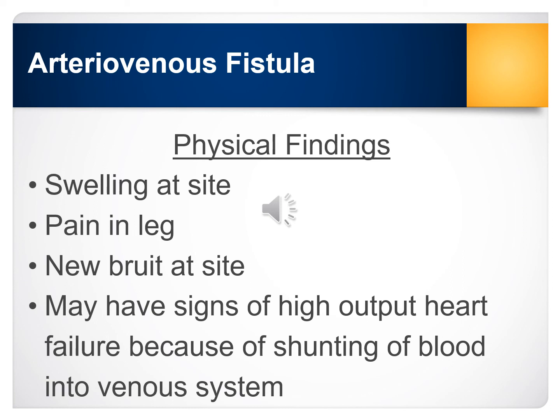About 3% of the population can develop an arteriovenous fistula or an AV fistula. This is an abnormal connection that forms between the artery and the vein at the femoral site. Patients will typically have swelling at the site, pain in their leg, there will be a new bruit, and they may have signs and symptoms of high cardiac output or heart failure symptoms because of the shunting of blood into the venous system. Vital signs will be every 15 minutes. You'll be assessing the site and the pulse and notifying the physician. You would expect that they would be ordering an ultrasound of the groin.